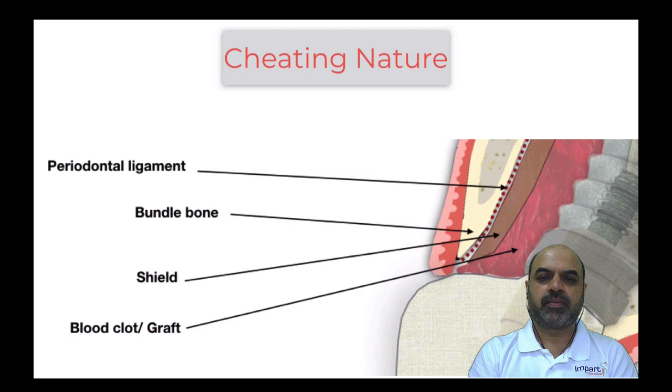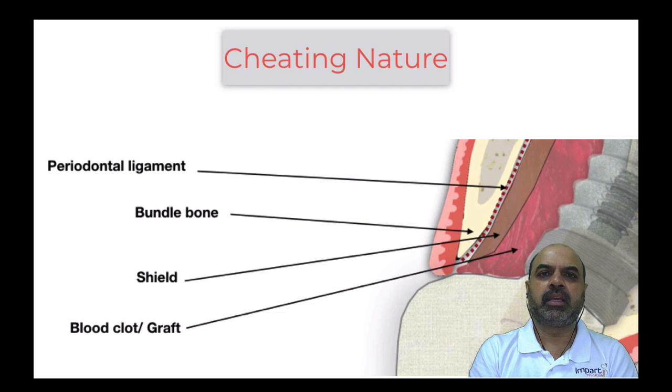So now coming to this question, why are we doing all this? Why are we really taking the effort to prepare the shield and preserve that part of the shield? So the biological rationale for this in a way is that we are actually kind of cheating nature over here. If you remember in the earlier slide where I showed you where we extract the whole root, as soon as we extract the root, the periodontal ligament is lost, and as soon as the periodontal ligament is lost, you start losing the bundle bone.